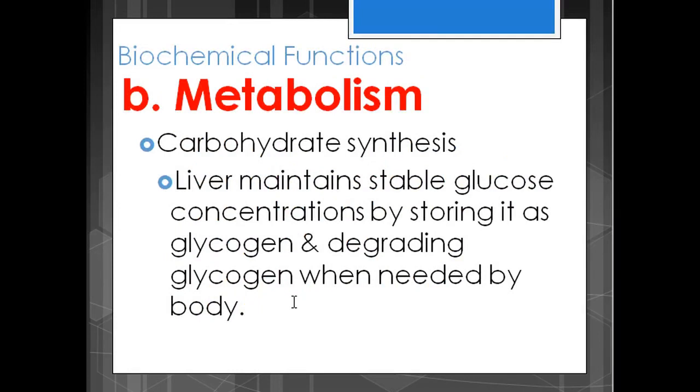So the second biochemical function is metabolism. We have different types of metabolism that is carried by the liver. We have the carbohydrate metabolism, lipid synthesis, and the protein synthesis. In the carbohydrate synthesis, the liver maintains a stable glucose concentration by storing it as glycogen and degrading glycogen when needed by the body. So the liver has an extensive metabolic capacity that is responsible for metabolizing many biological compounds, like the carbohydrates.